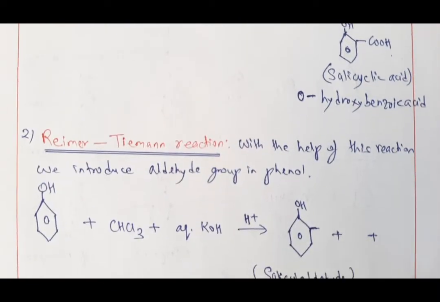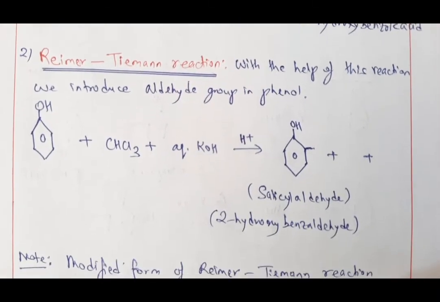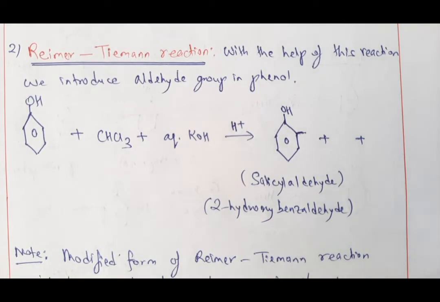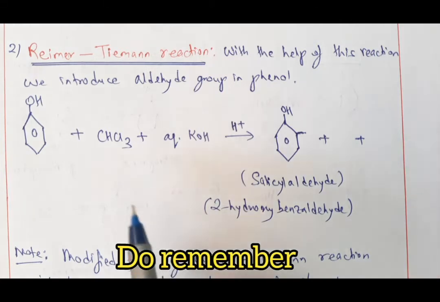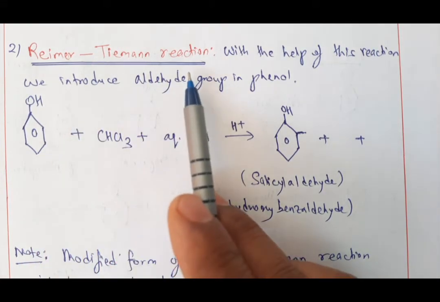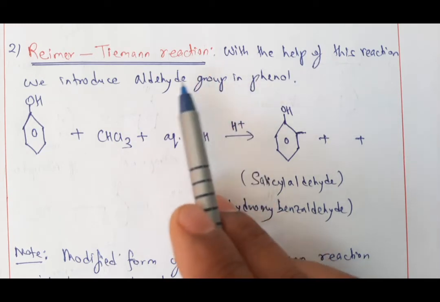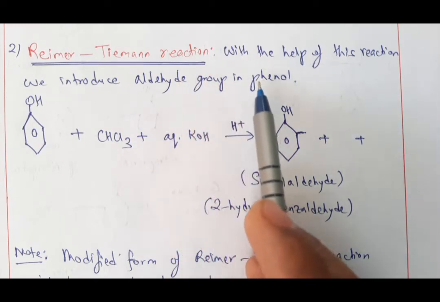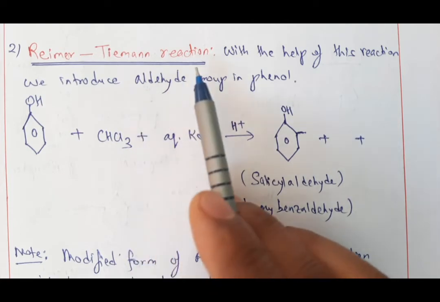Now we go to the second special reaction of phenol, and that is referred to as the Reimer-Tiemann reaction, students. The Reimer-Tiemann reaction has been asked in the sample paper. How the question has been asked in the sample paper, I will show you later. First, let us go with this. With the help of this reaction, we introduce an aldehyde group in phenol. So do remember, the contribution of the Reimer-Tiemann reaction is to introduce an aldehyde group in phenol.